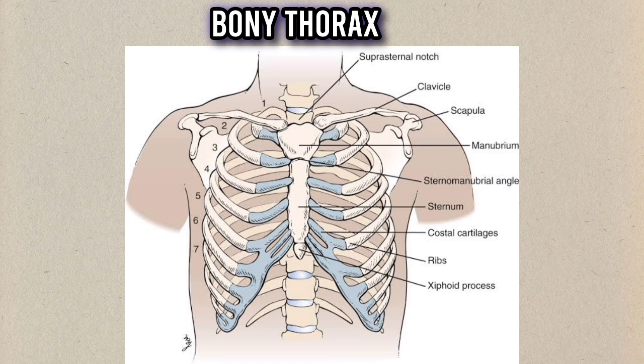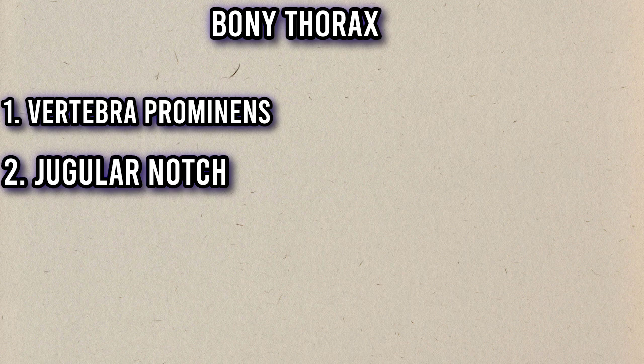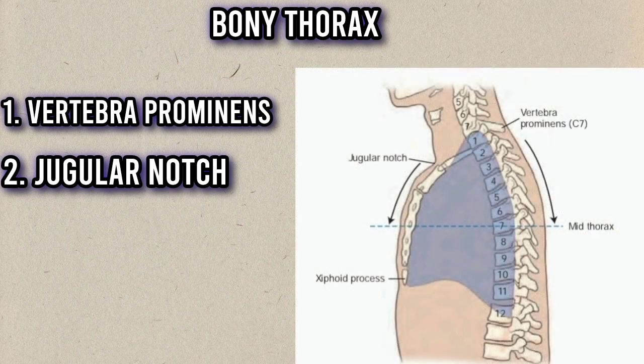Now, these topographic landmarks should be parts of the body that are easily and consistently located on every patient. So for chest X-ray, the two topographic landmarks are the vertebral prominence and the jugular notch. The vertebral prominence is an important landmark for determining the centering point or the central ray location for PA chest X-ray, that is posterior anterior chest X-ray.